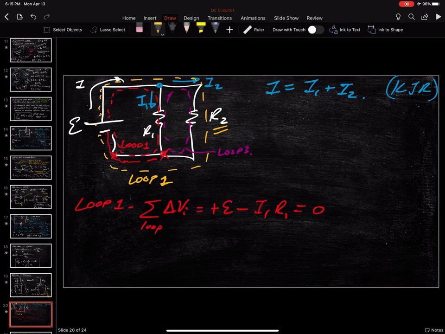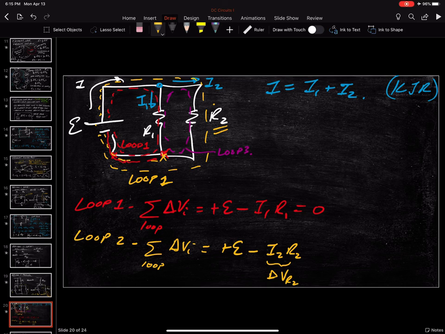Okay? Loop 2. Sum of the change in voltage through the loop, delta V. Again, starting here, I go around the loop, I get a positive E, minus, I skip R1, I go through R2, minus I2 R2. This is the change in voltage through R2, and that should be equal to 0. And so this tells me that E equals I1 R1, and E also equals I2 R2. So it's the same change in voltage. Does that make sense? Yes.